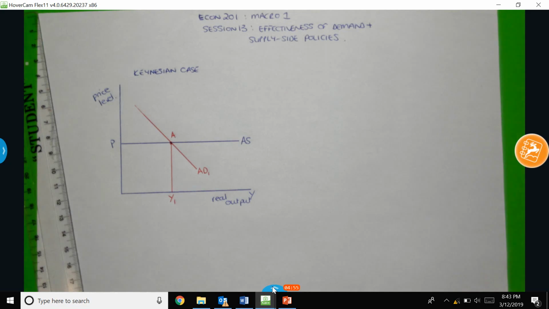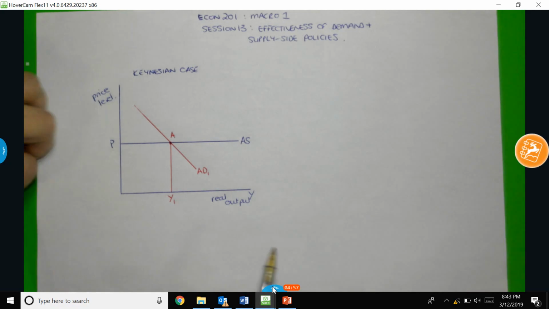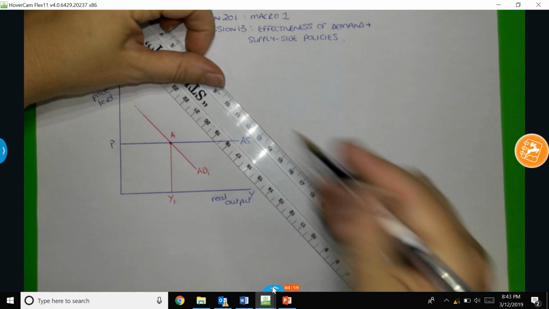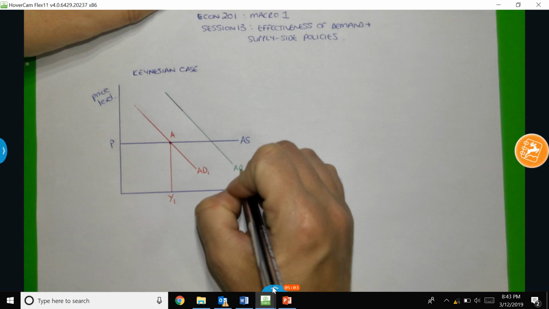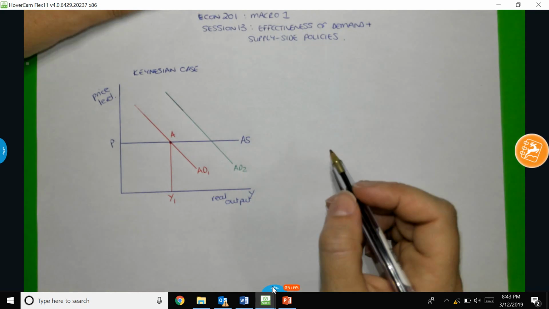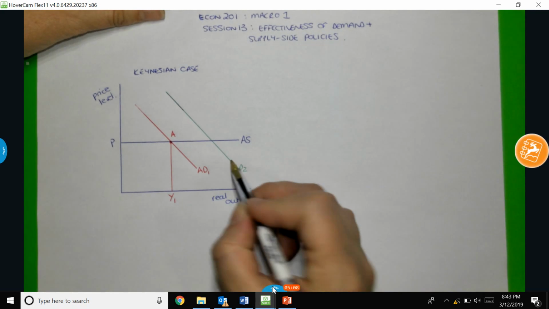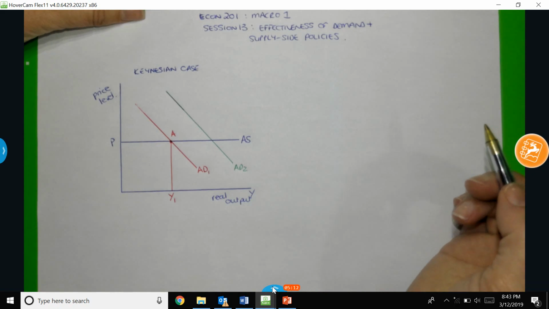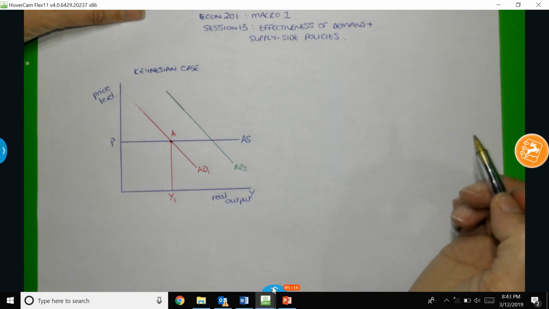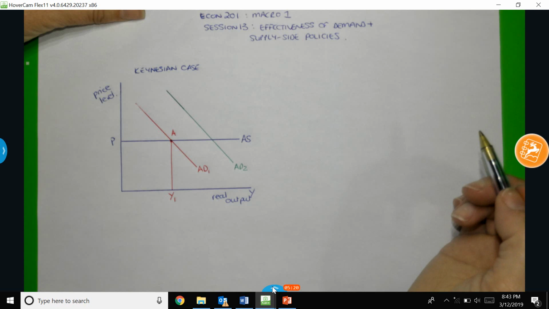If the demand for goods and services increases, from AD1 to say AD2, and I'm not detailing specifically what could cause the increase in the aggregate demand for goods and services. Essentially, an increase in the demand for goods and services could be caused by expansionary monetary or fiscal policies, or by boosts in investor or consumer confidence.